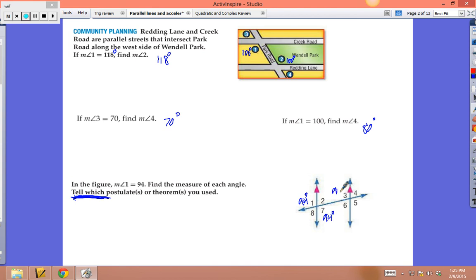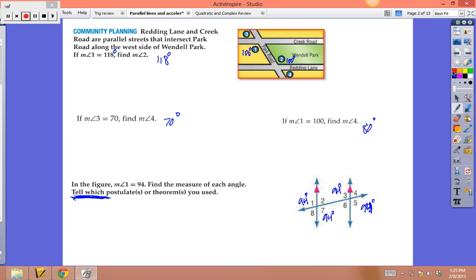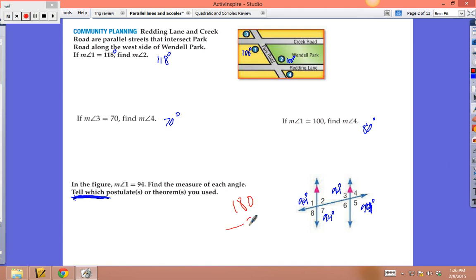3 is also a 94, and the reason is 1 and 3 are corresponding. Same location, same position, and corresponding angles are congruent. And last one, 5, is also going to be 94 degrees. And the reasoning is either it corresponds with 7 or it's vertical with 3. Okay, now my other 4 angles are going to be 180 minus 94, so 86 degrees.